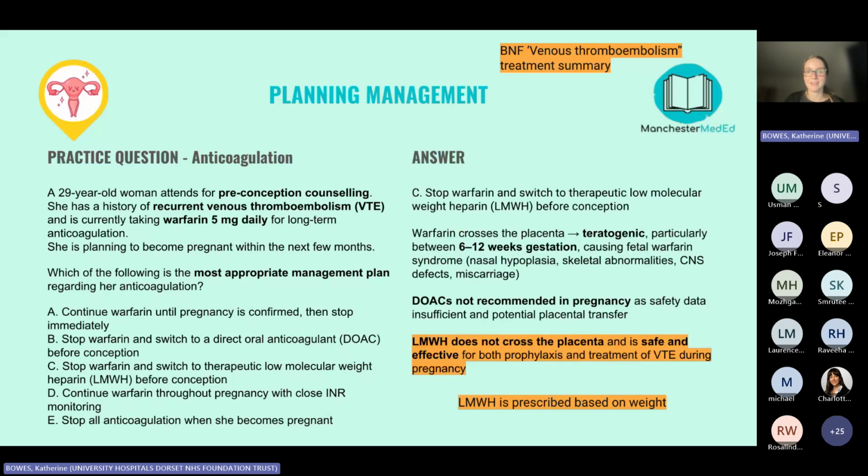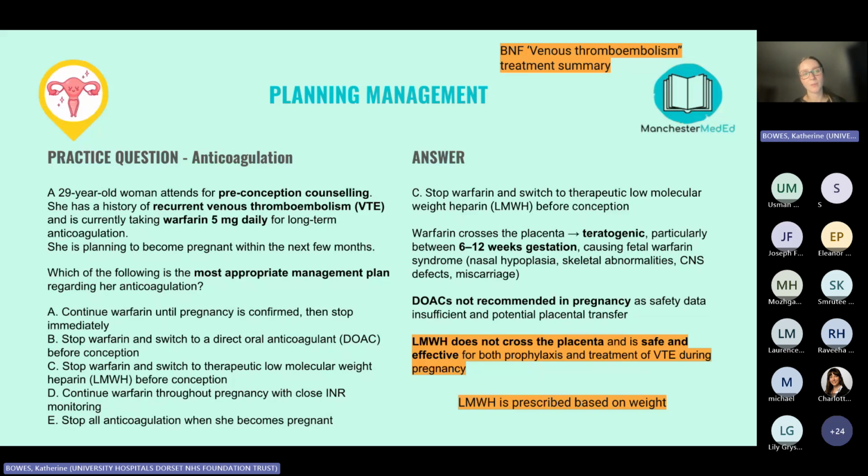All right. So the answer here would be stop warfarin and switch to low molecular weight heparin. So this lady has a history of VTE. She's been taking warfarin. I do think this is a little bit unlikely. I don't see many young patients on warfarin, but there you go. It's for practice. And which of the following is the most appropriate management plan?